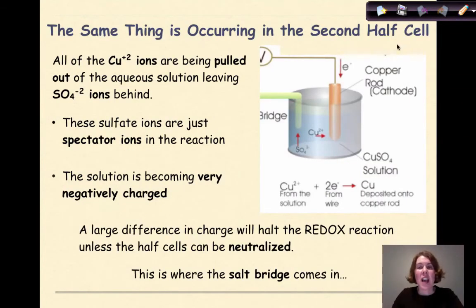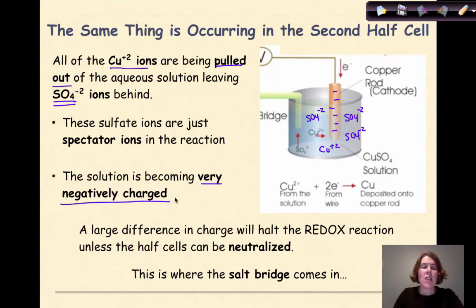Same thing is occurring in the second half cell. All the Cu+2 ions are being pulled out of the aqueous solution, leaving only sulfate ions behind, because these Cu+2 ions, which are originally in the solution, are coming over to the electrode, picking up electrons and being reduced to solid copper. So what's left in the half cell? Well, a whole bunch of sulfate ions, SO4-2, and there's nothing really to balance out the charge of these SO4-2 ions. So these sulfate ions are just spectator ions. The solution is becoming very negatively charged.